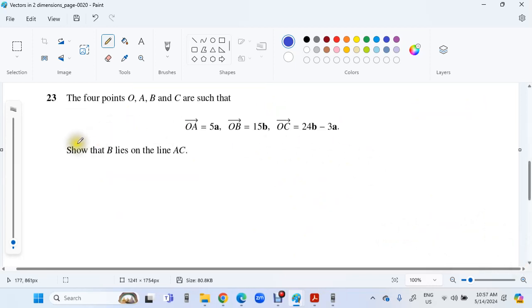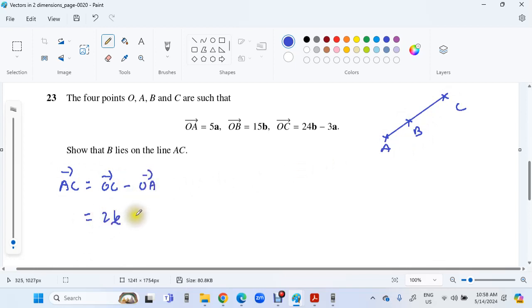We have 4 points O, A, B, C. OA is 5a, OB is 15b, OC is 24b minus 3a. We need to show that B lies on AC. So we find the vector AC. AC will be OC minus OA.